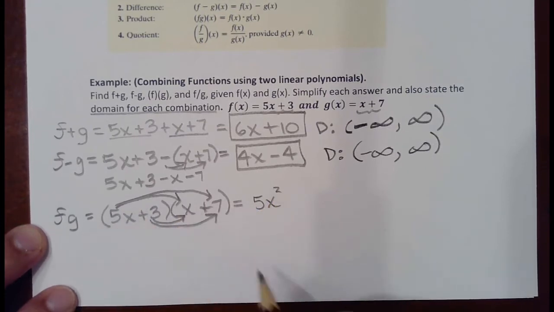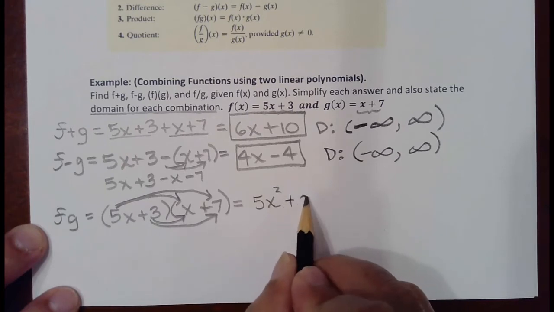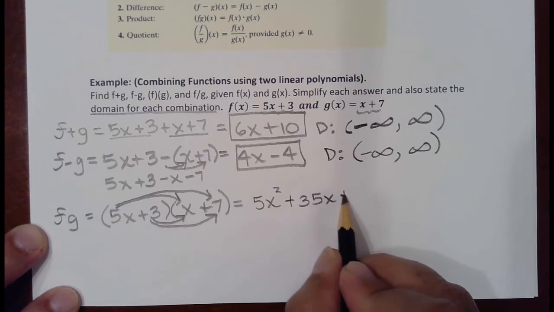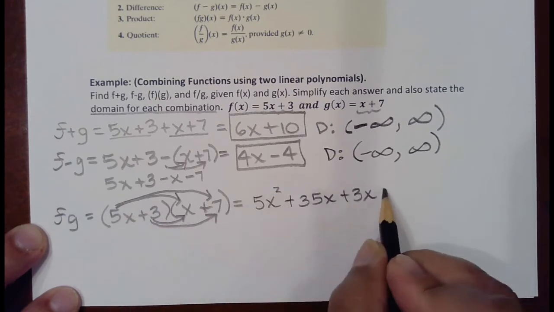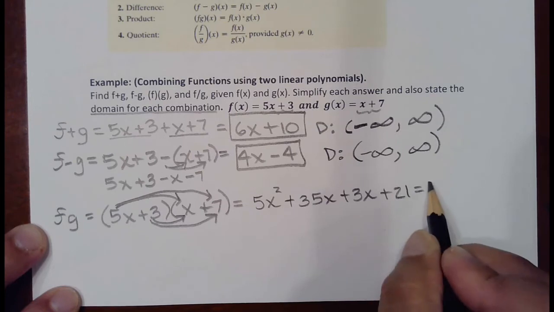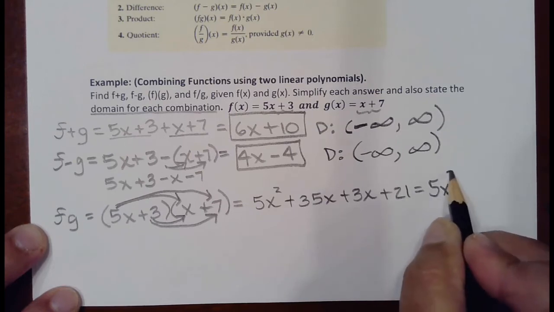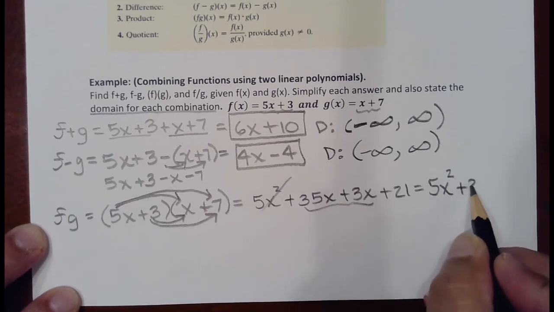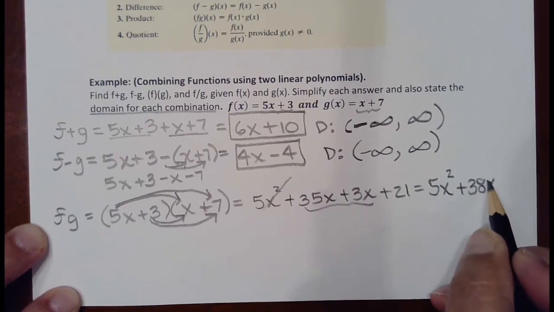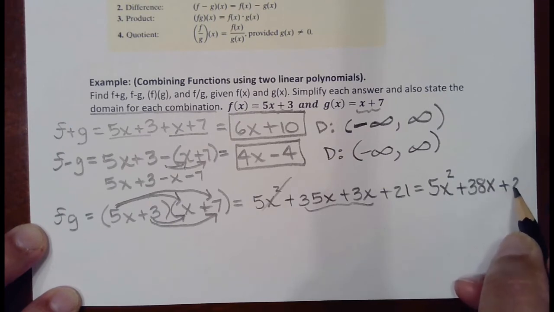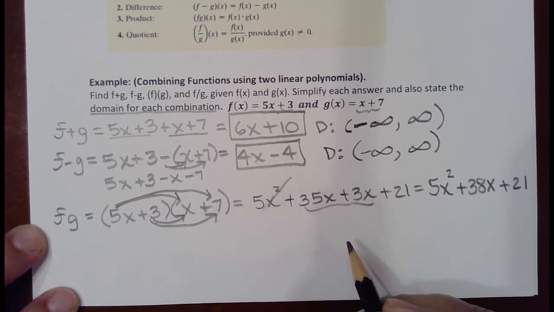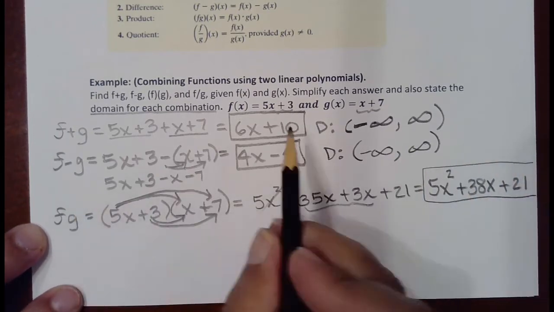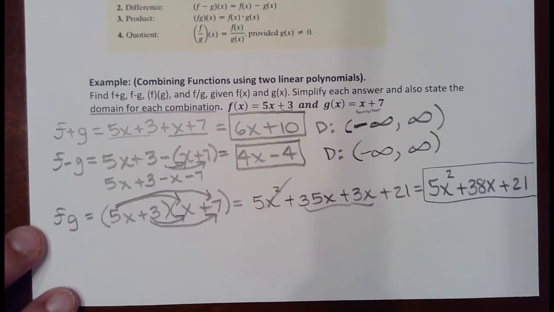21. Combining like terms, we end up with 5x squared plus 38x plus 21. And because this answer is another polynomial, just like we got in this part, not a fraction, not a radical with an even index, again, the domain, in other words, what you're allowed to plug in for x, can be anything from negative infinity to infinity.